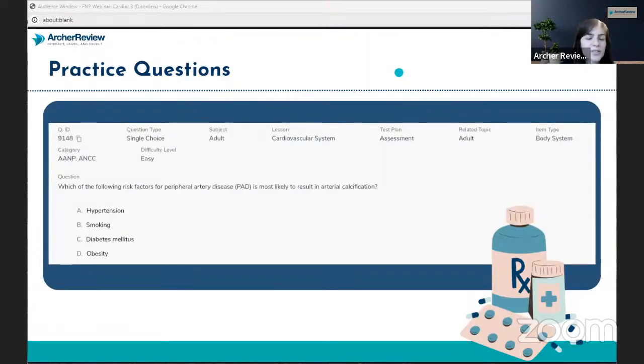So practice question, which of the following risk factors for peripheral artery disease is most likely to result in arterial calcification? So go ahead and put your answers in the chat there. So what have we been talking about? So what's going to put you at most increased risk for developing that plaque in your arteries, in your coronary arteries, in your peripheral arteries? What's going to put you at risk?